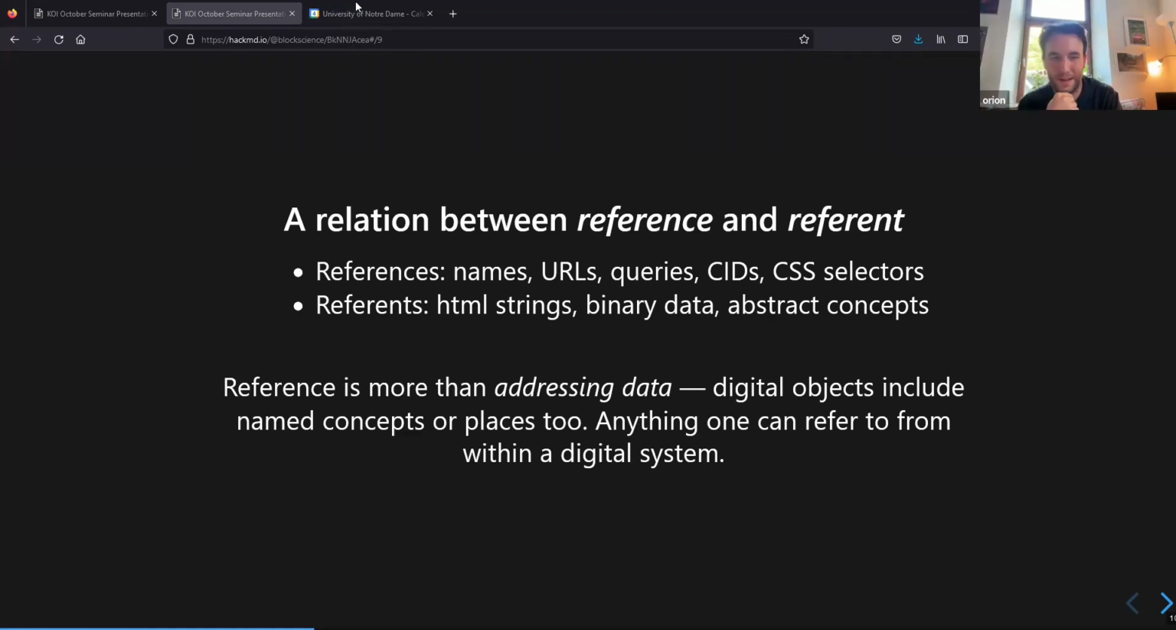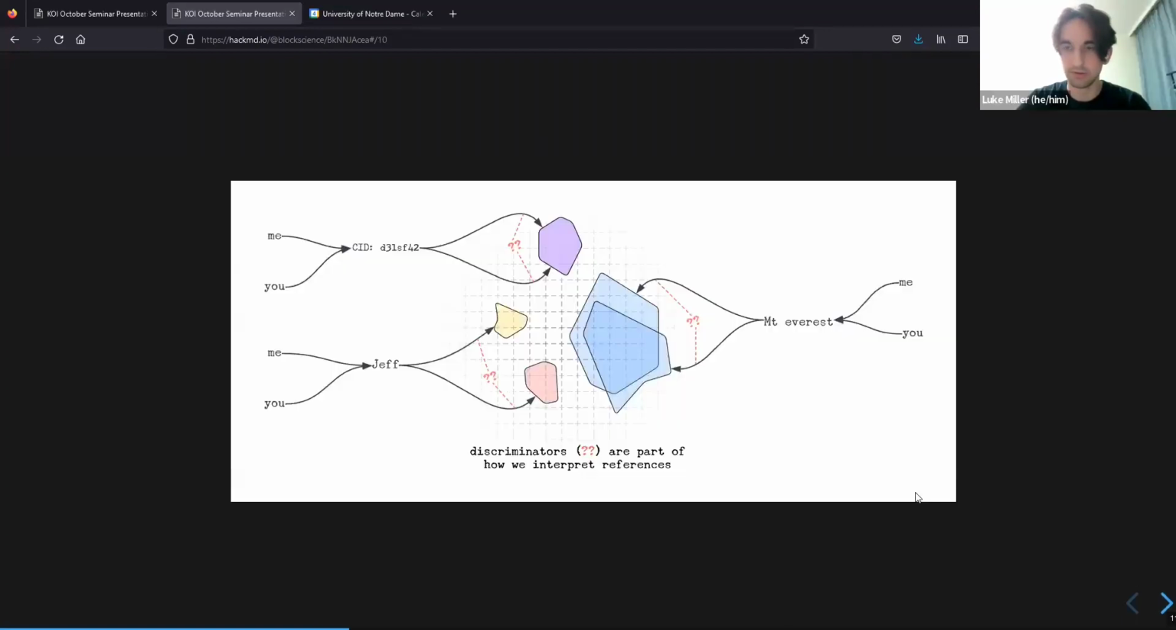And very importantly here, the reference is more than just addressing data. So these digital objects include named concepts or places. And so in that sense, it's a much bigger space. It's anything you can refer to from within a digital system. Cool. So next up. Oh, sorry, I think there's one last part for you. Yeah, one last part here.